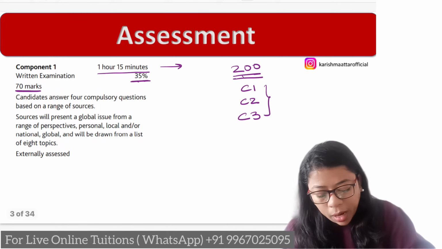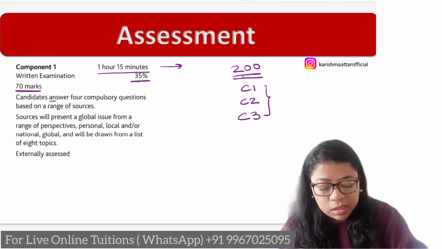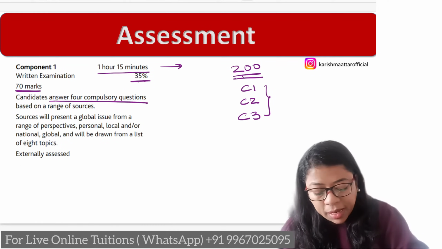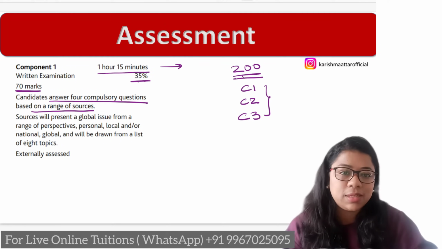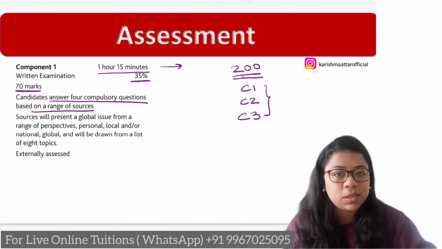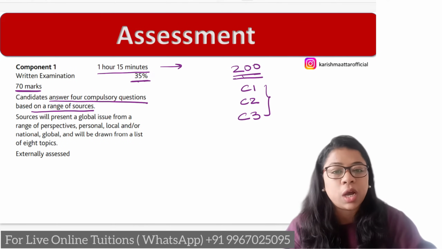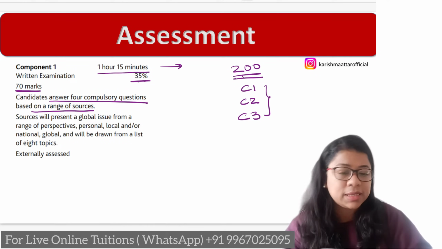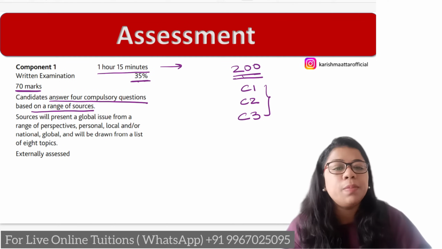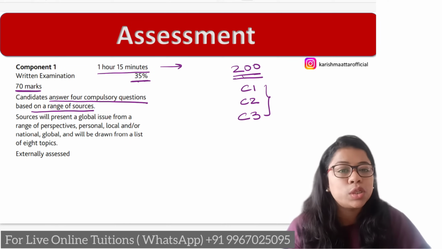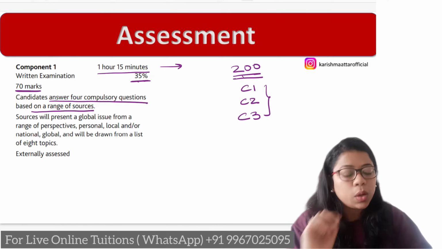Now, a very important part is that the format of the paper remains the same always. Candidates answer 4 compulsory questions based on a range of sources. Similar to the inserts you get in your English exam, in global perspective you get sources which you have to read, analyze and interpret. It can be an image, a flowchart, a mind map, written text, it can be anything. Based on that you have to answer those 4 questions. Each type of question has a different way of solving, so that's what we are going to look at ahead.